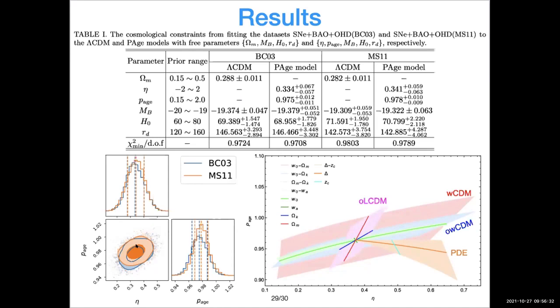And it is worth noting that we also find the contour constraint for our Padé parameter space. And you can find that most of the phantom dark energy transition at late time is actually ruled out in this contour.